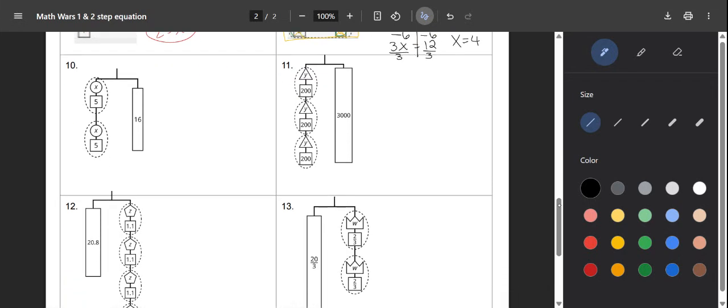Okay? Number 10 is a similar problem. I've got 2 groups, and in that group is x plus 5, and that is equal to 16. So first let's find out what one group is equal to.